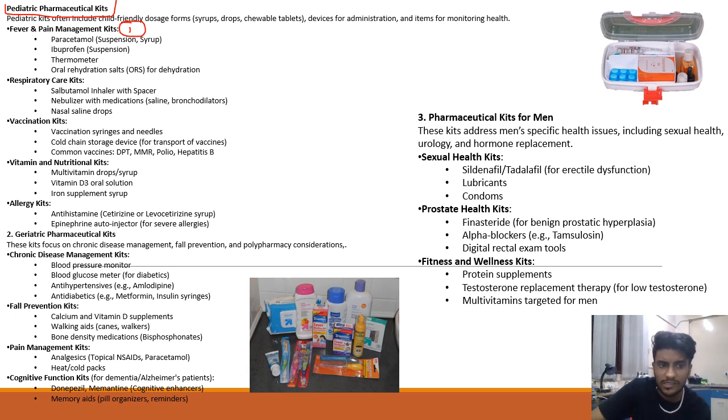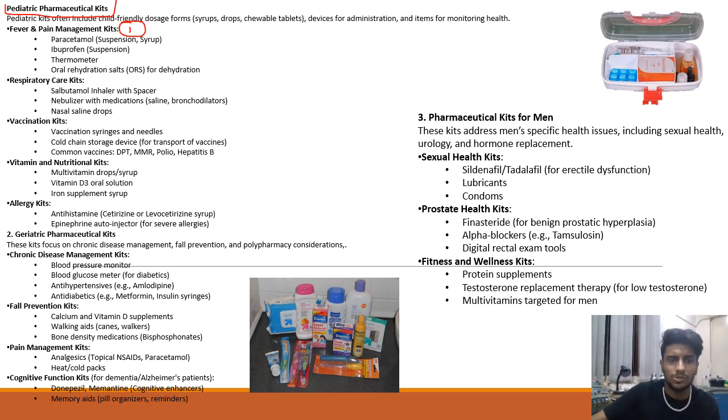Then we have vaccination kits for the trivalent vaccines like measles, mumps, rubella, polio, hepatitis B, diphtheria, pertussis, tetanus. Also, certain cold chain storage devices and products that are very essential. Vaccine syringes and needles are also available in the vaccination kits. Then you have vitamin and nutritional kits in which there are D3 oral solutions, iron supplement syrups, multivitamin drops and syrups available. In allergy kits, obviously you have anti-allergic substances and syrups like levocetirizine, or an epinephrine auto-injector for extreme allergies.